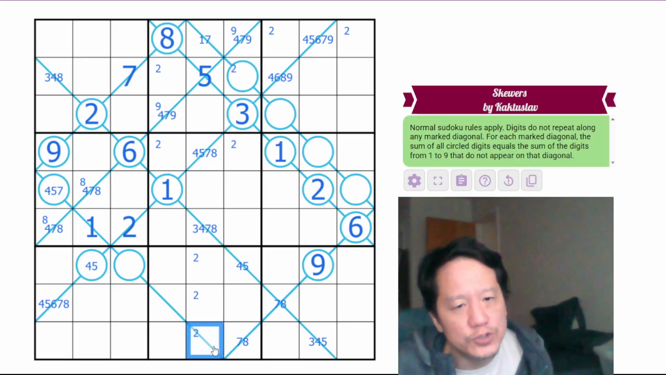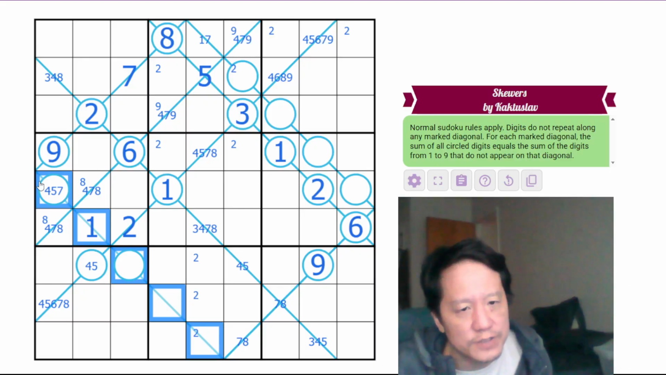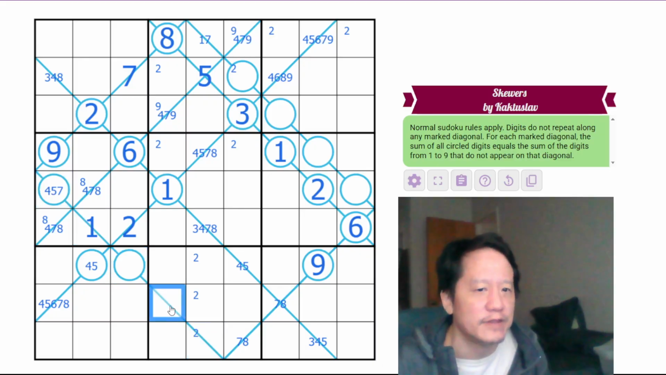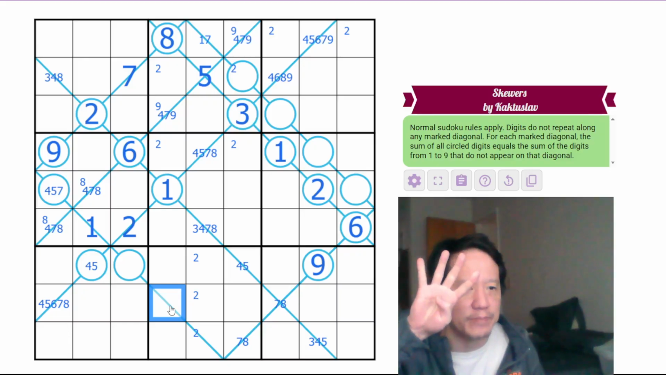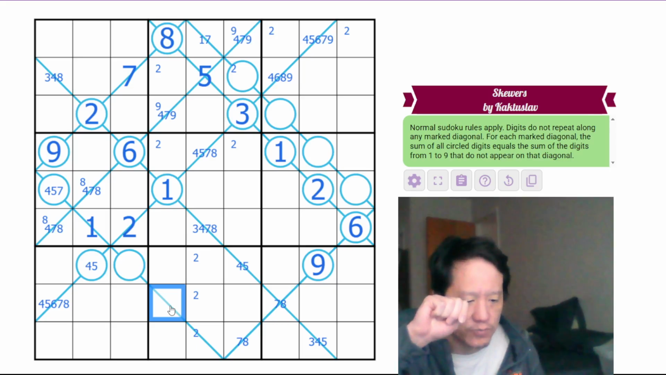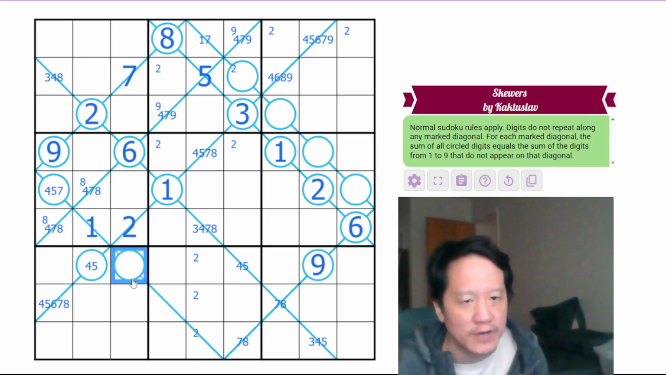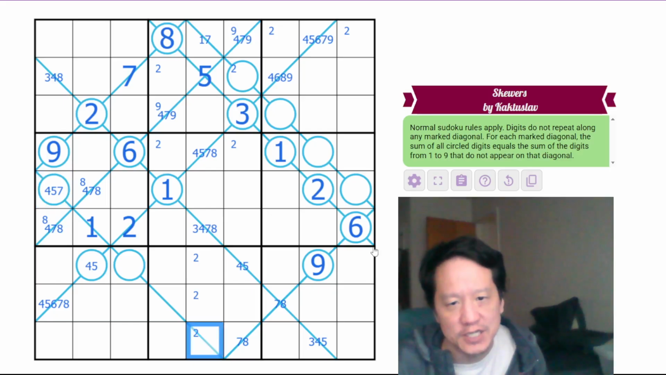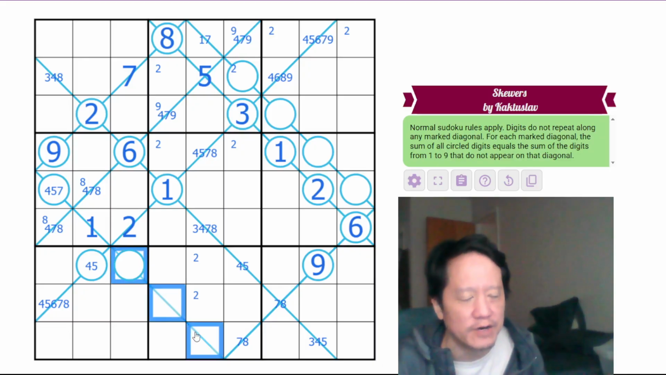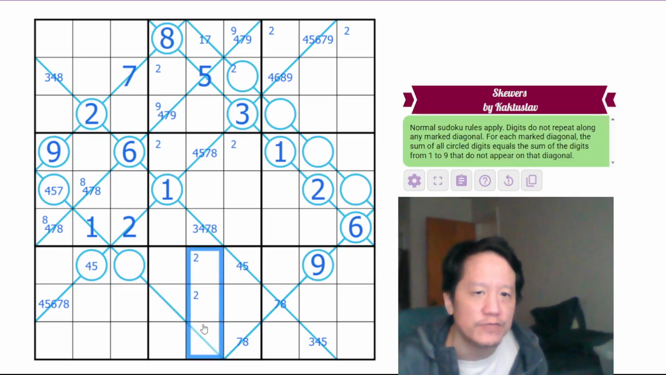Can you have a 2 on this line, would be another question. If you have a 2 on the line, then the 4 digits not on the line is at minimum 3, 4, 5, and 6, which is 18, which 2 unique digits can never add up to. Therefore, 2 cannot be on this line. 2 has to be off the line. So 2 is one of these two here.